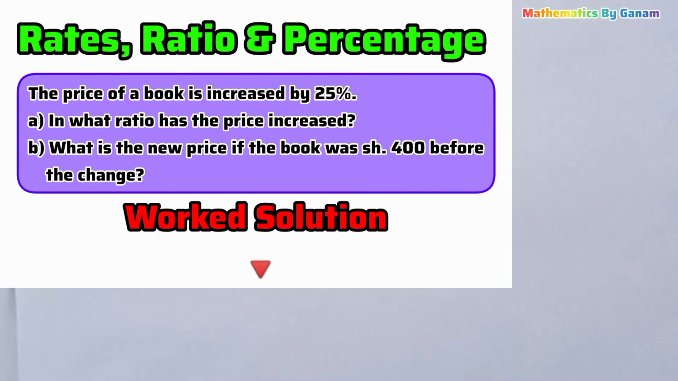So we have this question: the price of a book is increased by 25%. In what ratio has the price increased? Initially the price of the book was 100%, but the final is now 125.